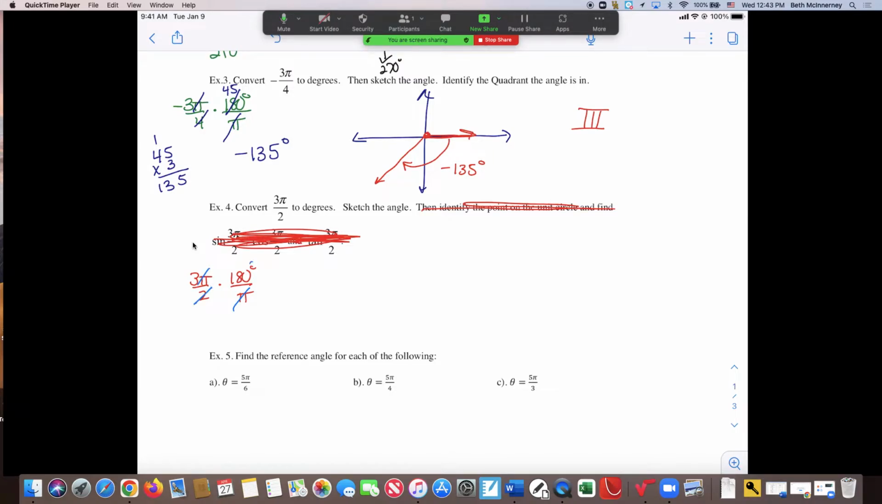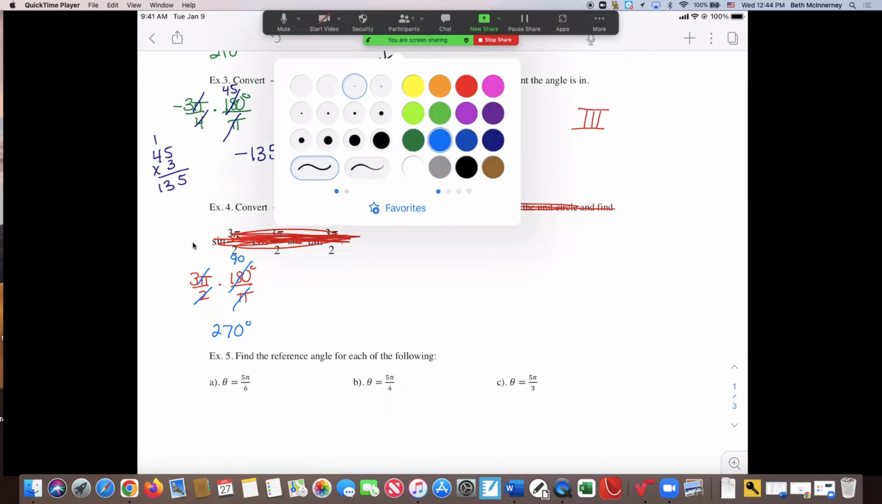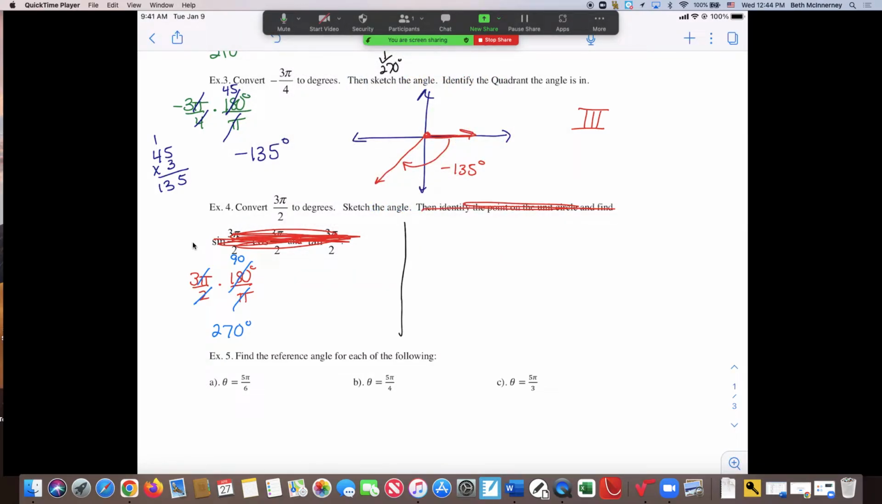2 goes into 180 how many times? 90. What's 3 times 90? 270. So I'm going to make a sketch here. And where do you find 270? It's not in the 3rd quadrant. It's on the line, right? Okay, good. So it looks like this.